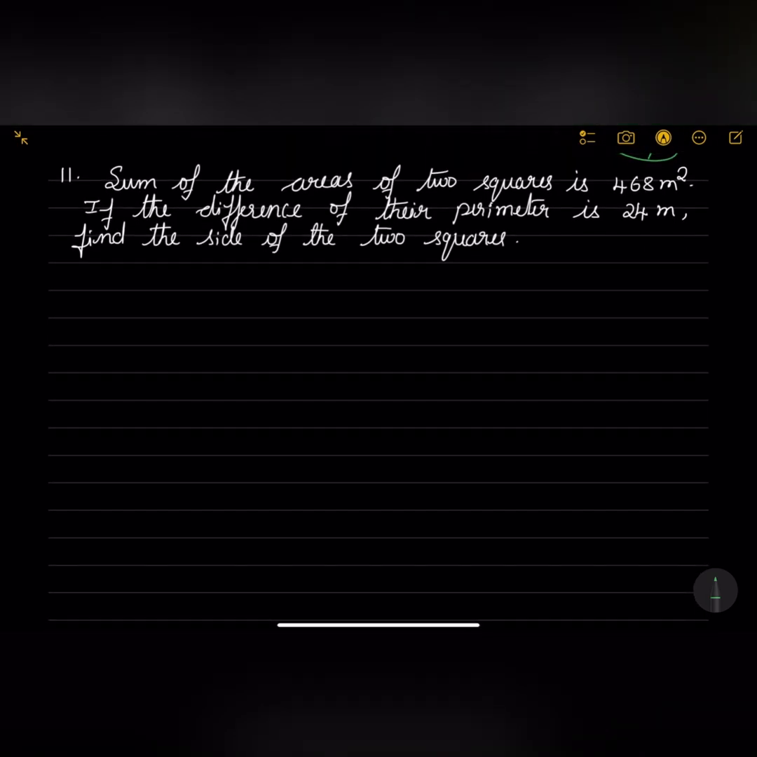The sum of the areas of two squares is 468 meters square. If the difference of their perimeters is 24 meters, find the sides of the two squares. So this we need to find out. Let us start. They have given that. Let us write down the conditions given for us. First condition. Then it becomes easy for us.